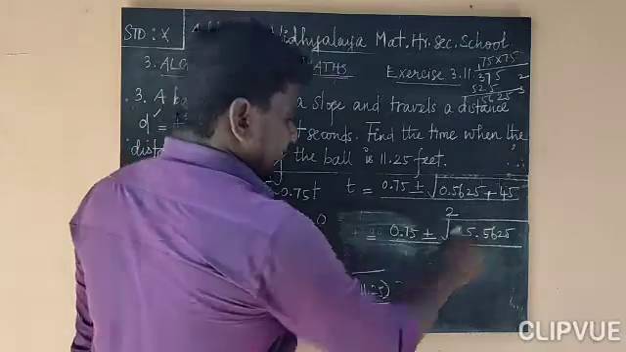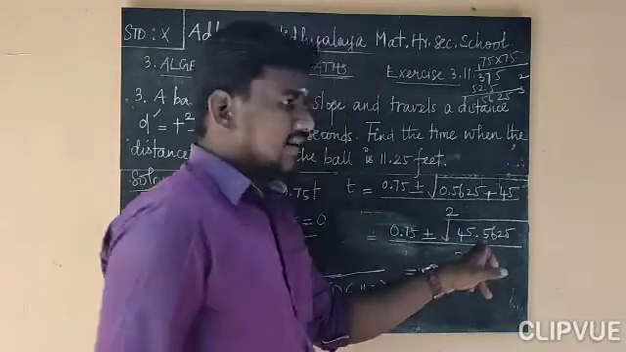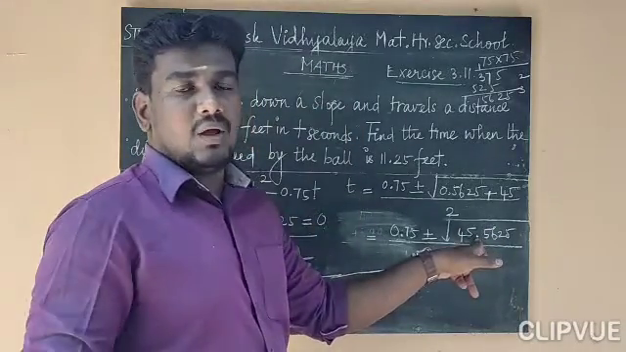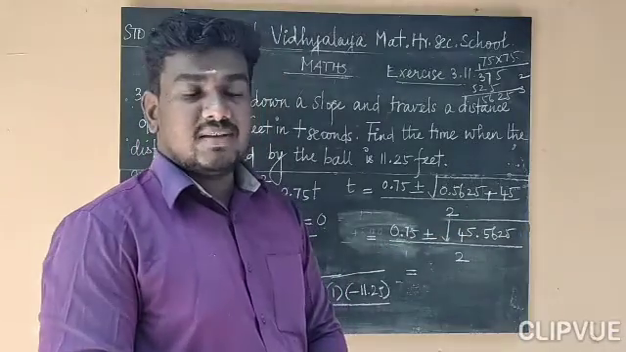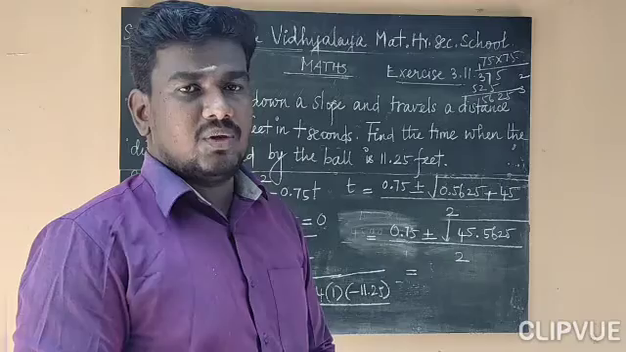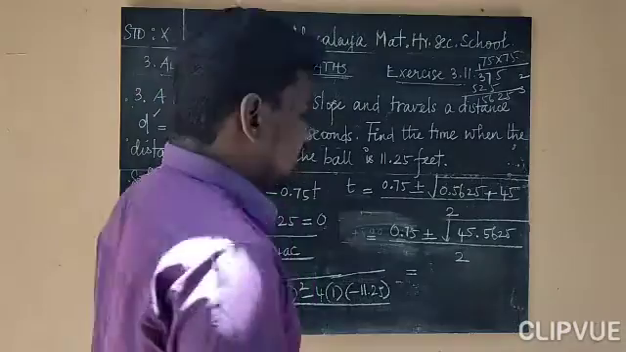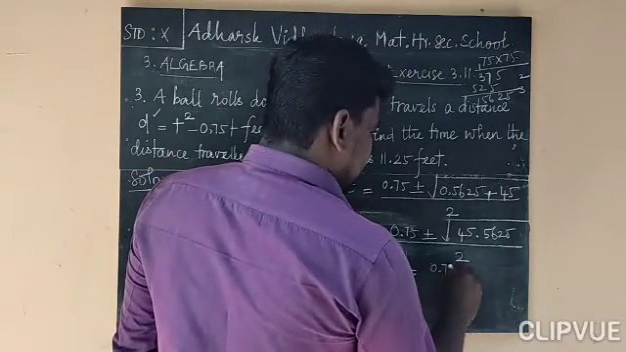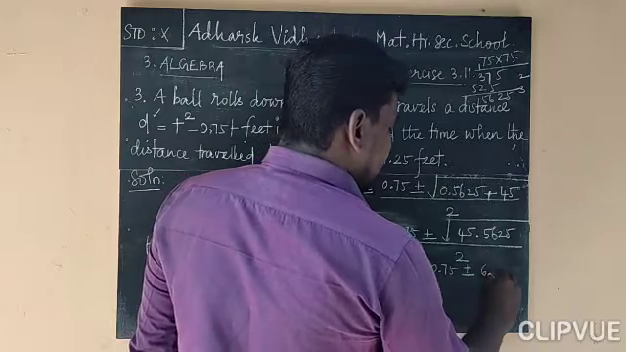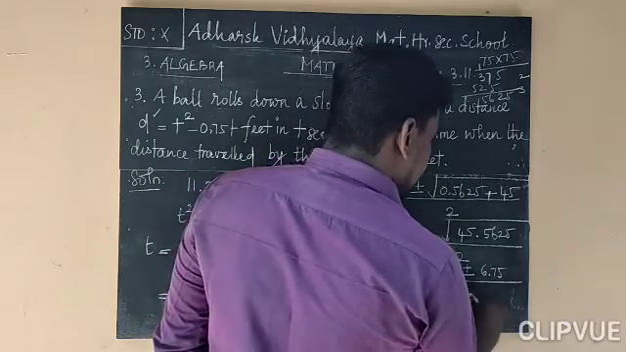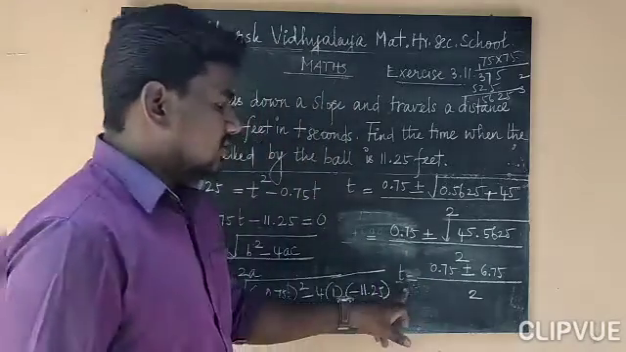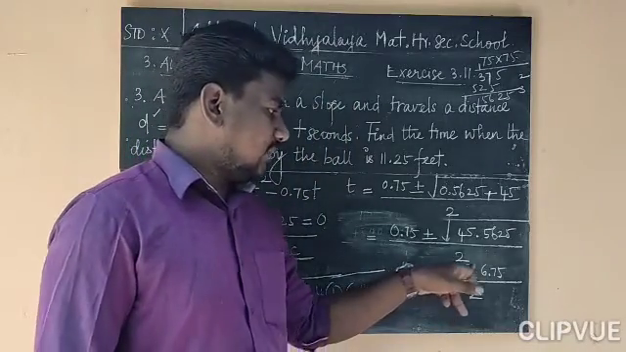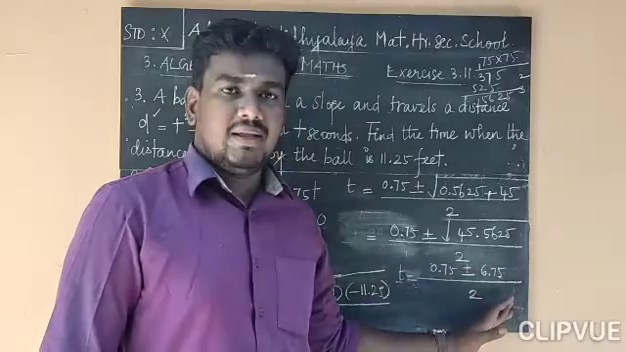You know how to find square root? You can find it by the long division method. So actually the square root of 45.5625 is equal to 6.75. You can practice it and find the value. 0.75 plus or minus 6.75 divided by 2, which is equal to t. Okay, so t is equal to 0.75 plus or minus 6.75 by 2.